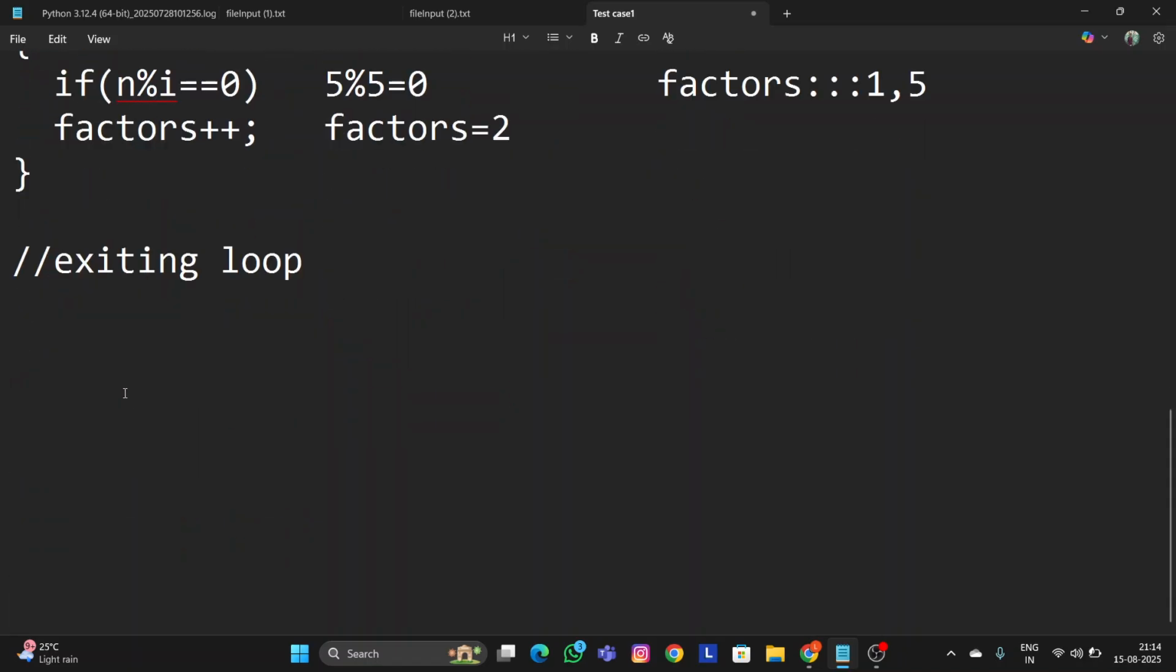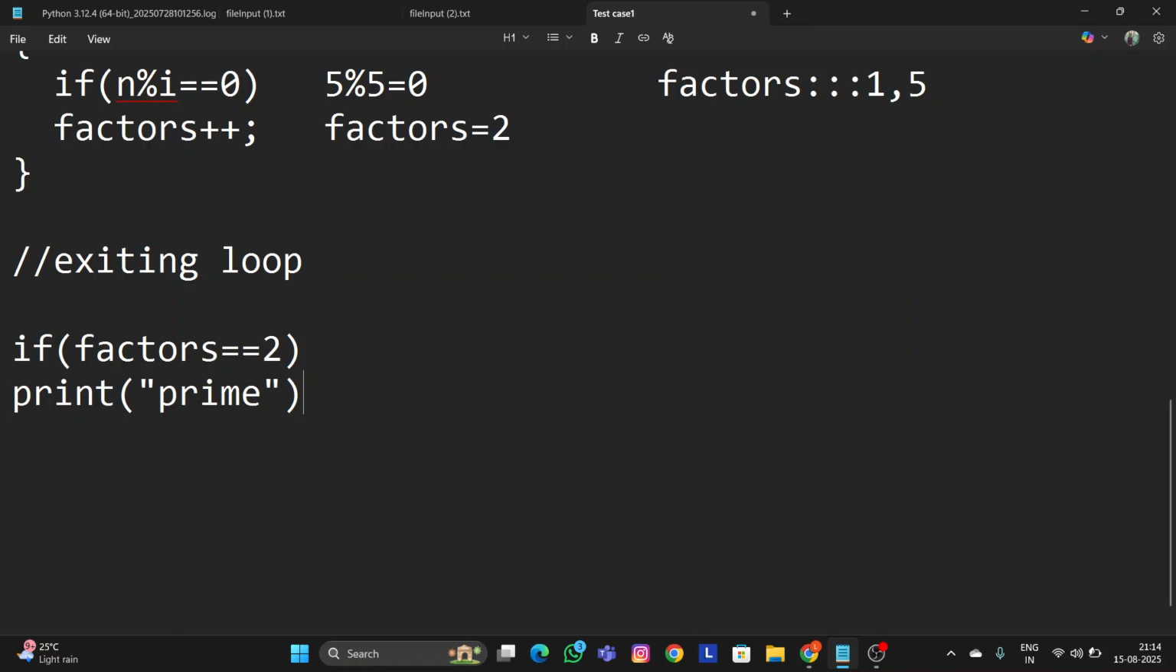So after exiting the loop, I am checking the factors. How many factors are there? If factors equal 2, then only my number is a prime number. Otherwise my number is not a prime number.